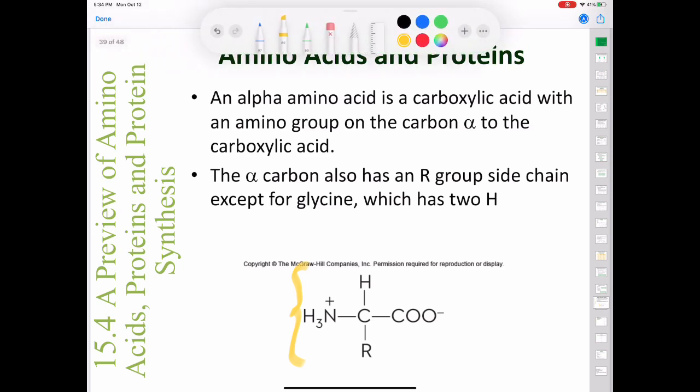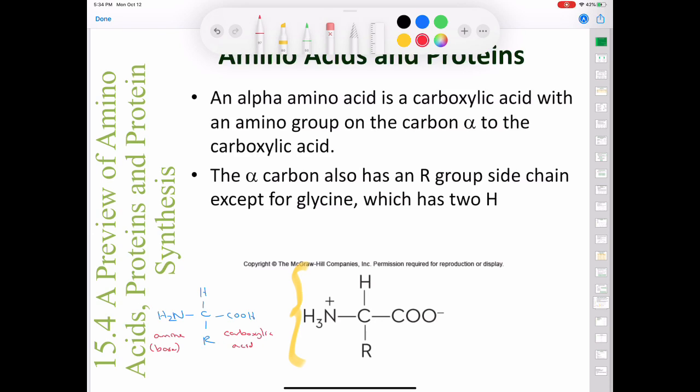But oftentimes, if you look in other books, sometimes you'll see them written like this, where we have the amino group, the alpha carbon, and we have a carboxyl group like this. Okay? But you know that a carboxylic acid is acidic, and an amine is a base. Okay, it's an organic base.